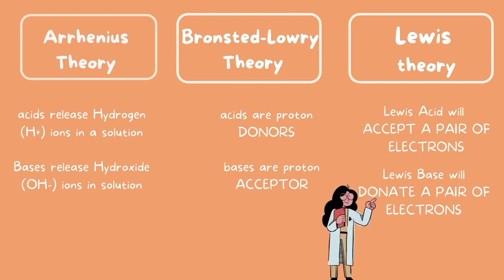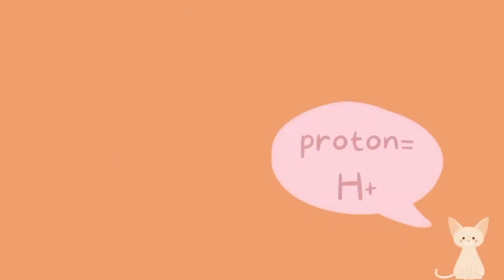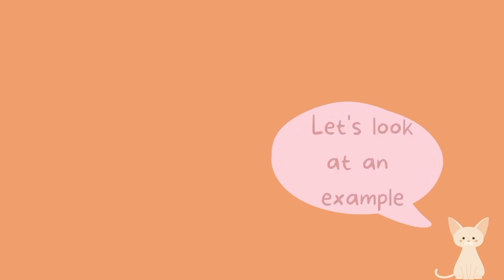a pair of electrons. One helpful hint to remember before we go into these practice problems is that a proton is basically a hydrogen ion, or a hydrogen ion is basically a proton. This is because a hydrogen atom originally has one proton and one electron. So when it becomes an ion or a cation, it loses one electron and it's only left with one proton. So in essence, a hydrogen ion is pretty much just a proton. Okay, let's go ahead and look at some examples.